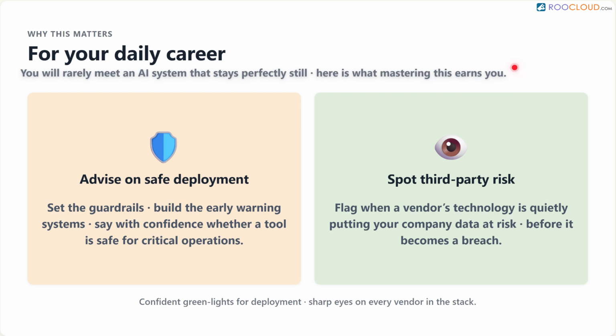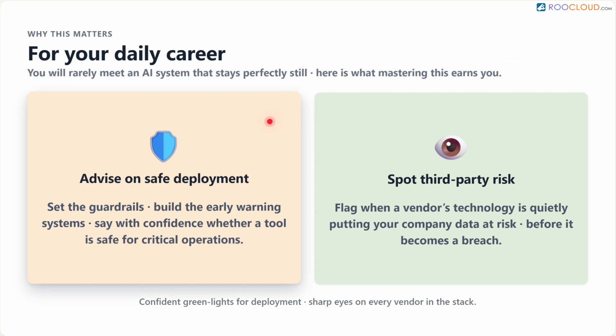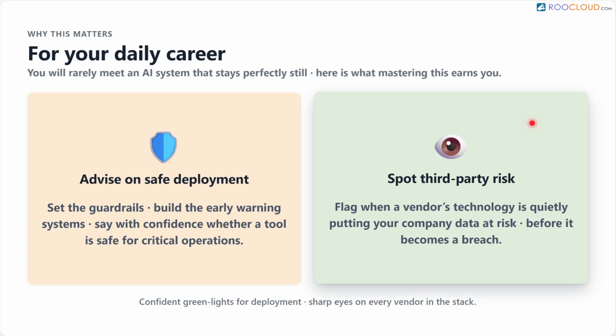As an auditor or technology professional, you will rarely deal with an intelligent system that is perfectly static. Knowing how to establish guardrails and early warning systems allows you to confidently advise your organization on whether a software tool is safe to deploy for critical business operations or if a third-party vendor is putting your company data at risk.